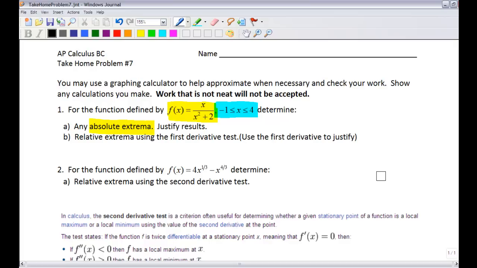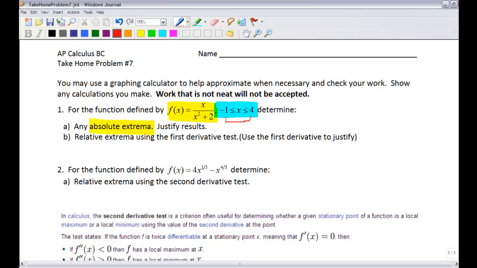Okay, for A, when you're finding absolute extrema, you're really looking at the same process over and over again. This problem's nice because you're looking at a closed interval. We're soon going to get to some problems where it's an open interval and it's a little different, but still it'll be similar to this. So for absolute extrema, you want to test your boundaries, right? That's the -1 and the 4.